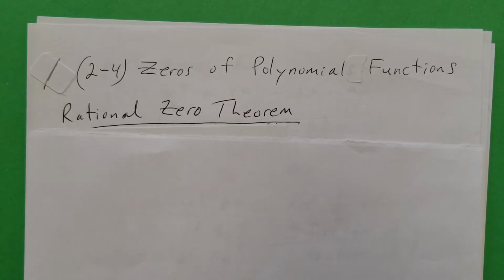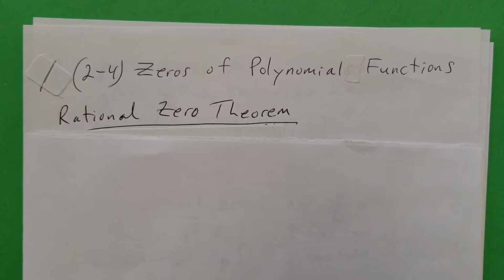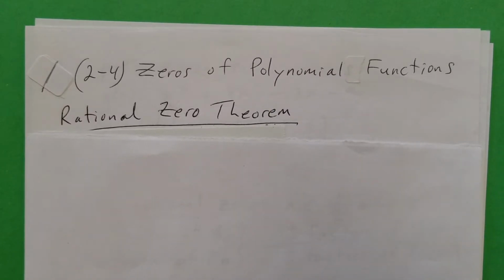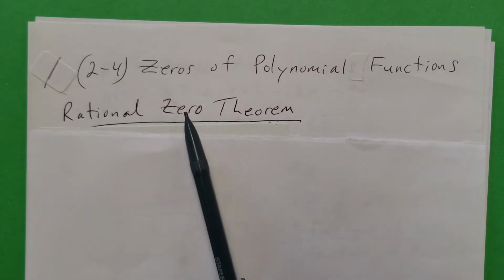Now remember what zeros means. Zeros means the x-intercepts, right? Polynomial functions are these long expressions, so we want to know about the x-intercepts of a longer polynomial function. Well, there's a theorem, a rule that lets us narrow down the possibilities. It's called the rational zero theorem.